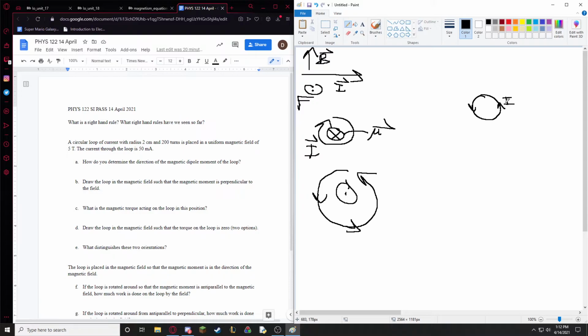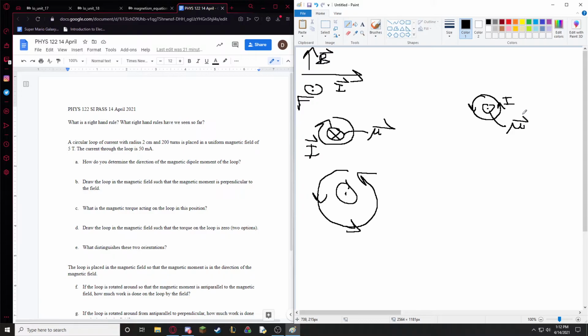You can use your four fingers to curl with the movement of the current, and then you figure out that the magnetic moment is pointing out of the page. Exactly. So we have our magnetic moment mu coming out of the page. That's how we would figure out the direction of our magnetic dipole moment.